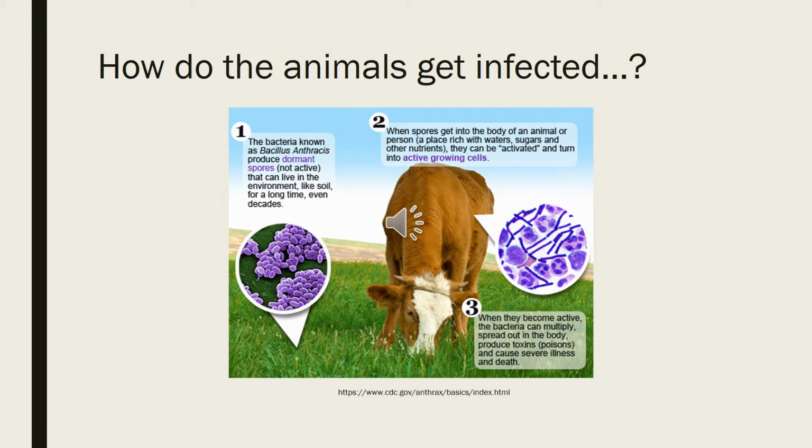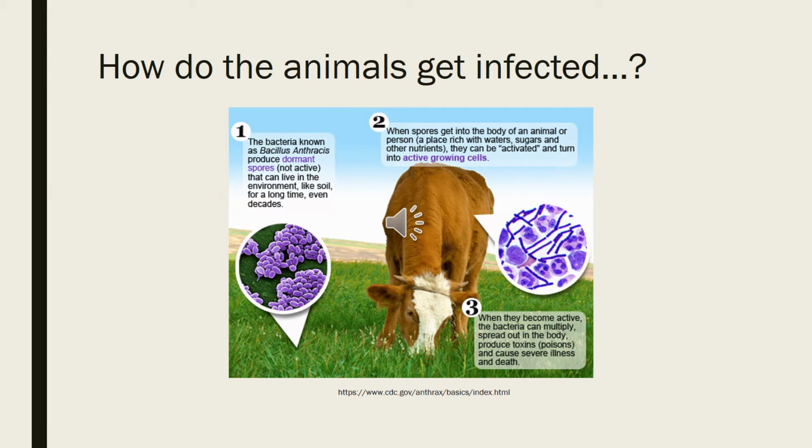So bacteria produce dormant spores, which are not active, so they can live in the environment like soil for a long time, decades, stuff like that. They can live through a crazy amount of heat and super cold. They're always there.